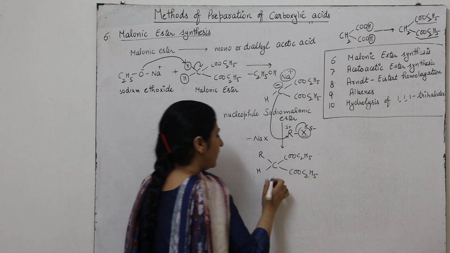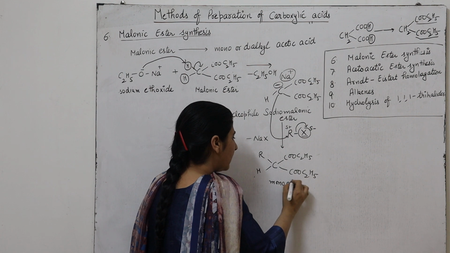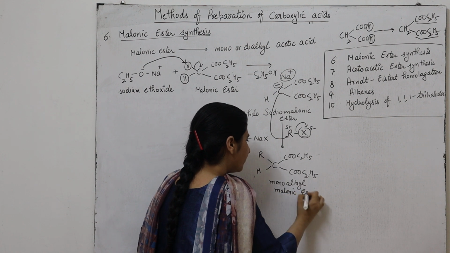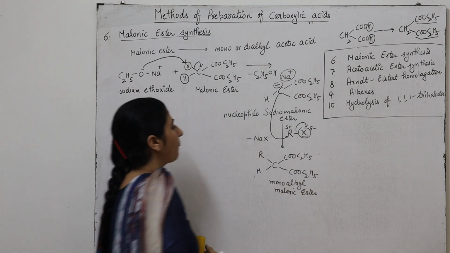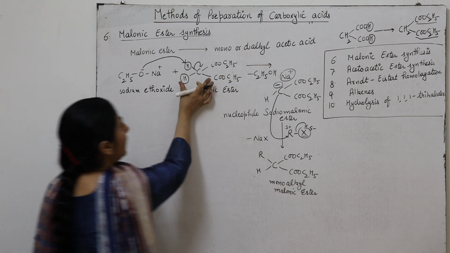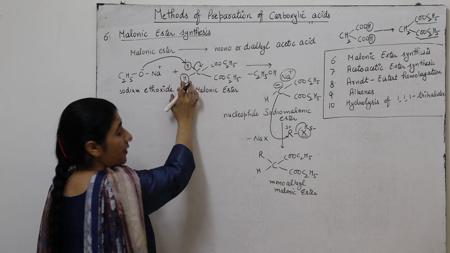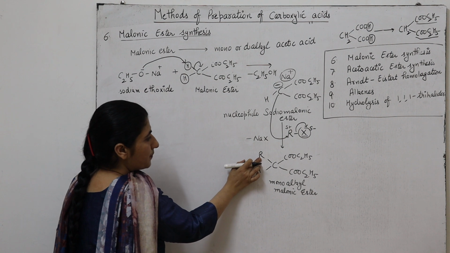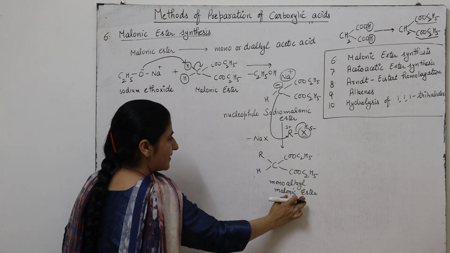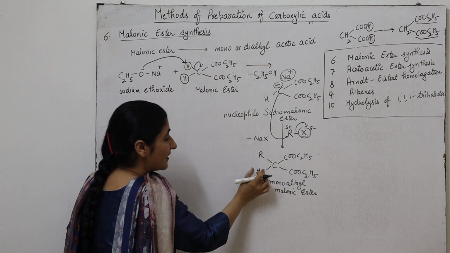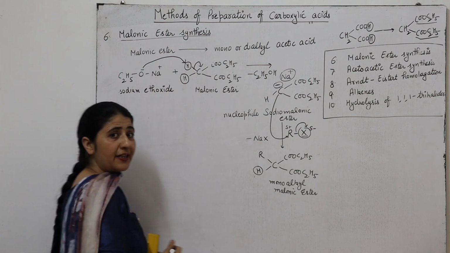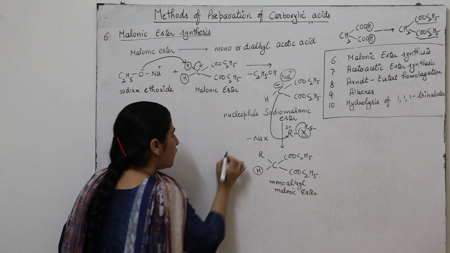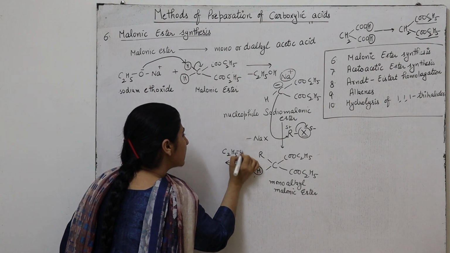So this is a monoalkyl malonic ester. As we know, malonic ester has 2 ionizable hydrogen atoms, so one of the hydrogen atoms is replaced with the alkyl group. This monoalkyl malonic ester contains another ionizable hydrogen atom, so it can further react with sodium ethoxide.